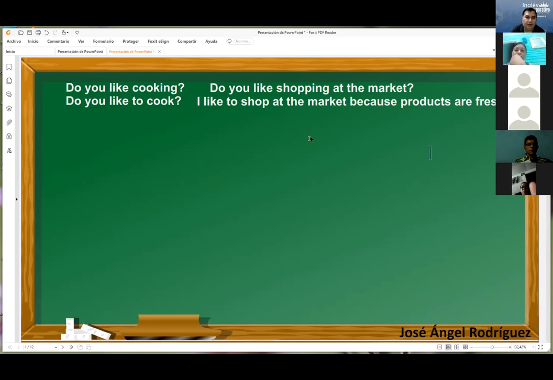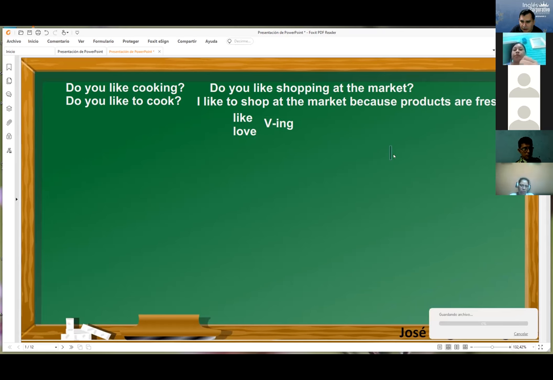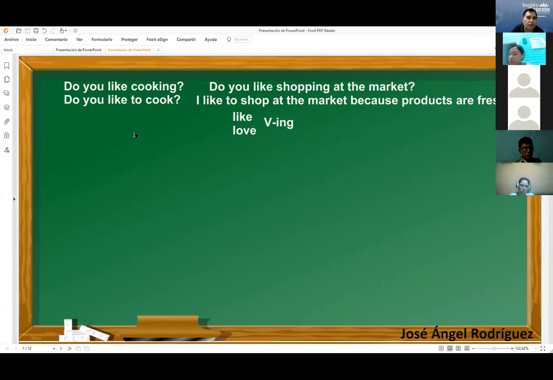Entonces, es pequeña la diferencia. Y aquí yo no voy a ser dogmático en decirle nunca use like to go. No, use como usted le convenga más, como se sienta mejor. Do you like shopping? Do you like to shop? Y una cosa, después de like, después de love, usted usa el verbo en ing. Like cooking, love cooking. I love cooking, I like cooking. Sí, eso es correcto. Ahora, aprovechando el pizarrón, vamos a hacer un ejercicio de pronunciación.